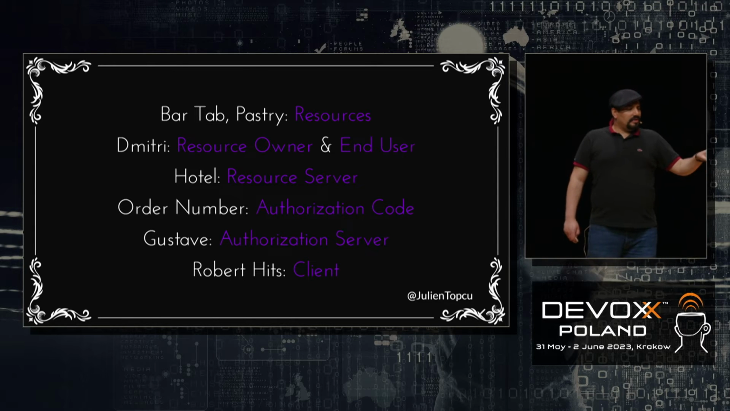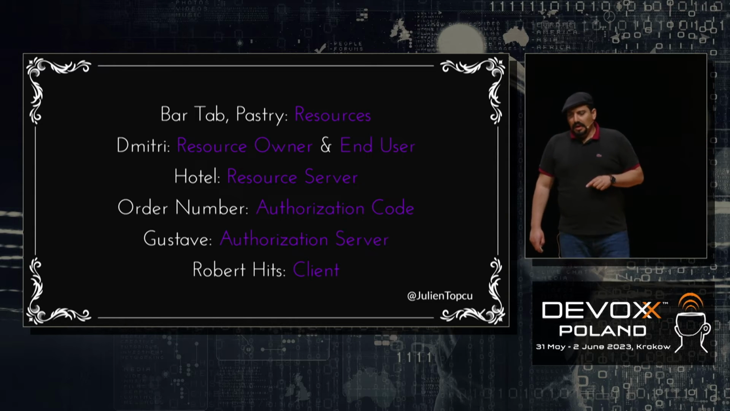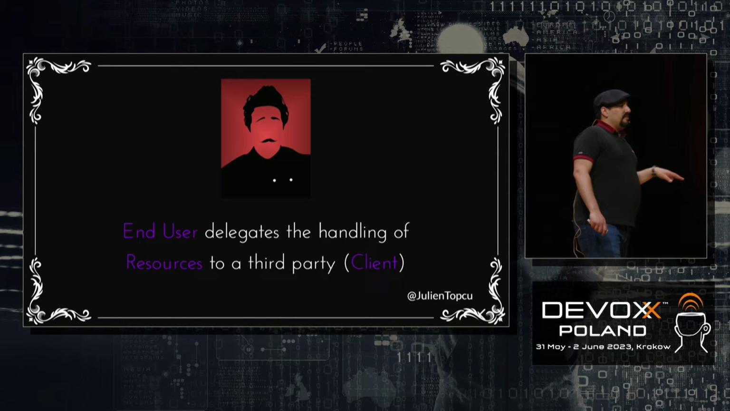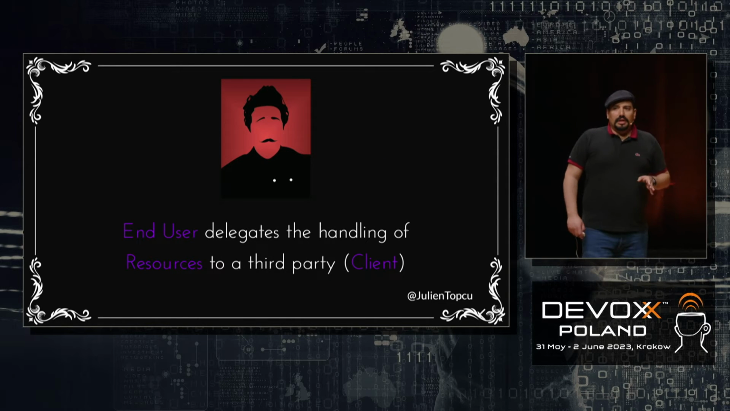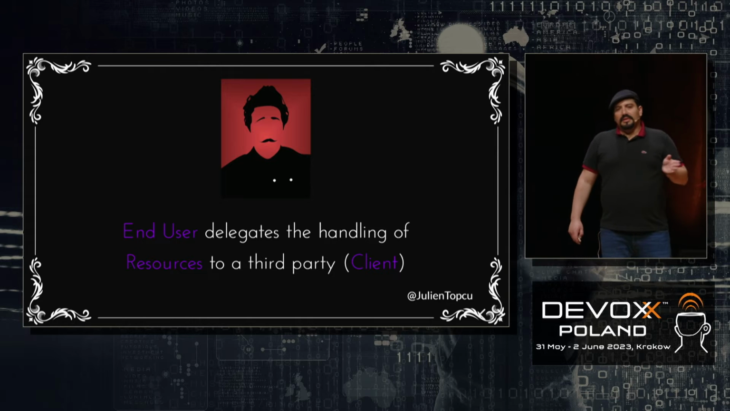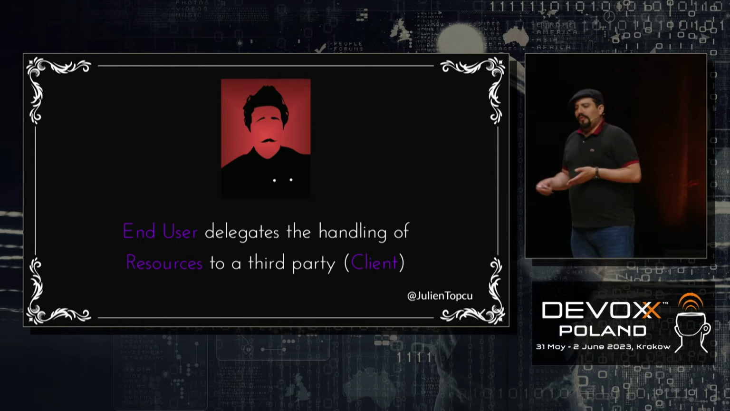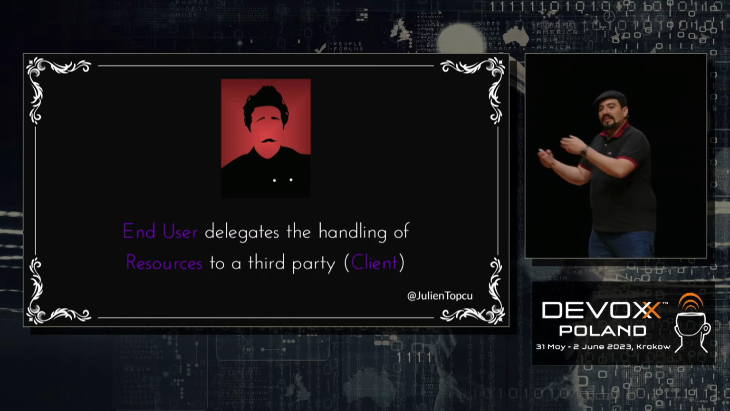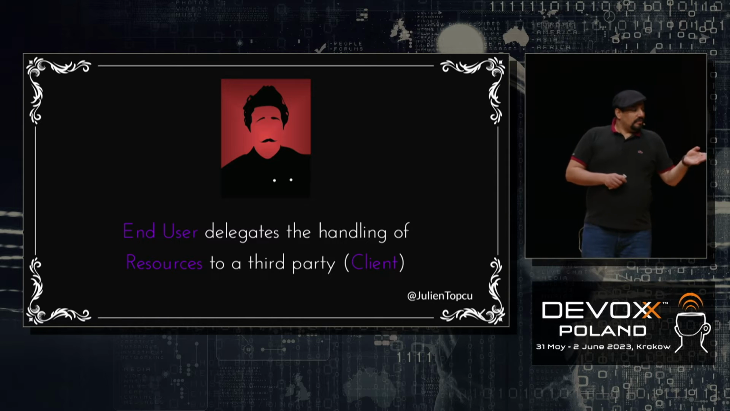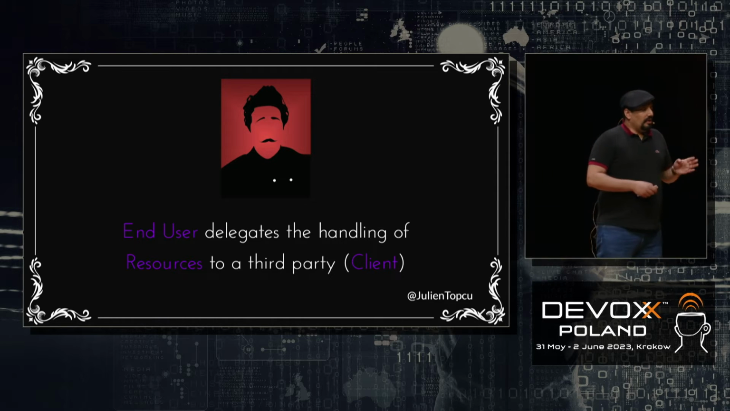Why is RubberHit the client and not Dimitri? Because, in fact, Dimitri can take his legs and go to the bakery to order a pastry. But this is not what he does. He's lazy. He would rather have someone offer him the service of delivering the pastry. So that's why here he's only the end user.